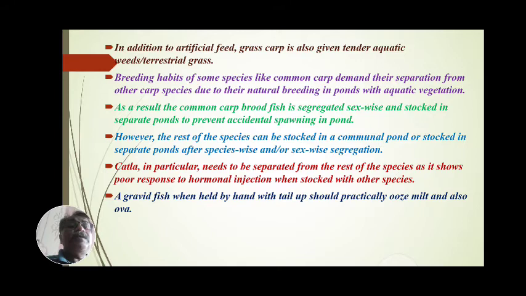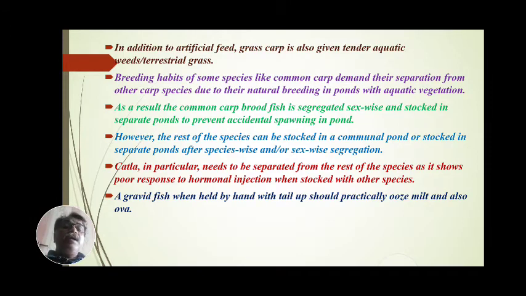Breeding habits of some species like common carp demand their separation from other carp species due to their natural breeding in ponds with aquatic vegetation. Because these exotic species, common carp, can breed in aquatic vegetation, where there are more aquatic weeds in the water. In such water, these fishes breed and spawn.